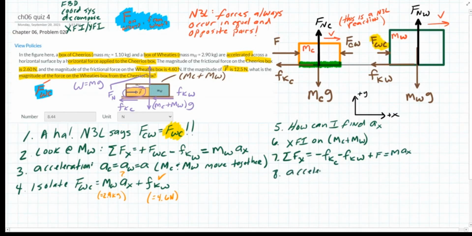I can repeat myself, because I said previously that the acceleration of the Cheerios is the same as the acceleration of the Wheaties, and let's just call that A. So let me fix this. Here's my acceleration, A sub X, which in this case equals A sub C equals A sub W. So that's a little bit better. And right now I can find this, I think. Solve for A.